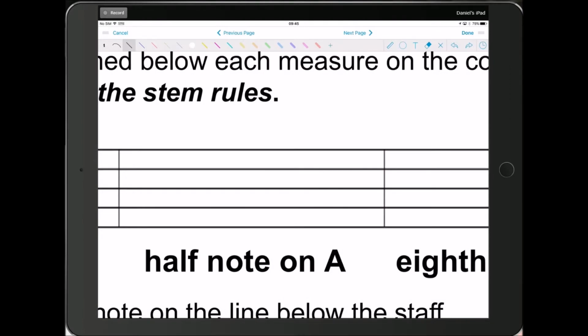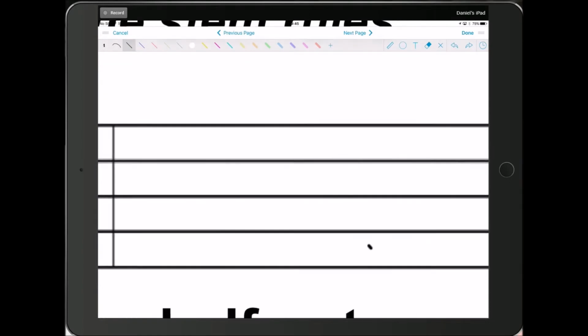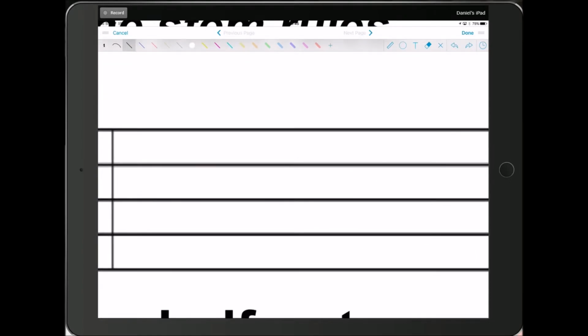First, let's go over the different types of notes. So I'm going to use this to demonstrate the different types of notes. The first one I'm going to do is the smallest one that you should know. It's the eighth note. Okay? Eighth note. Fill it in.